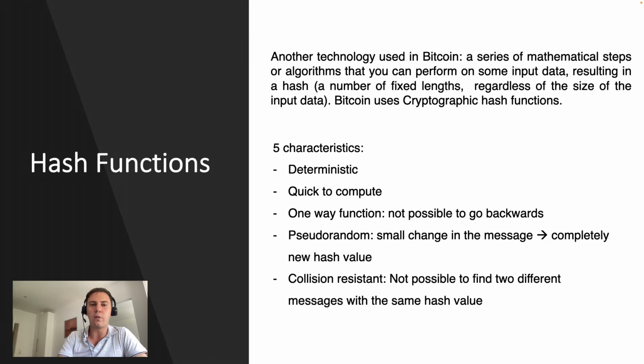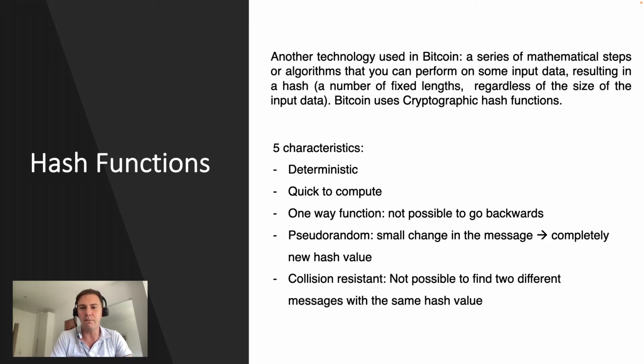The third is one-way function. It is not feasible to generate a message from its hash value except by trying all the possible messages. So also here, with complex maths, it's not possible to go from the hash value to the original message, meaning you cannot go backwards.